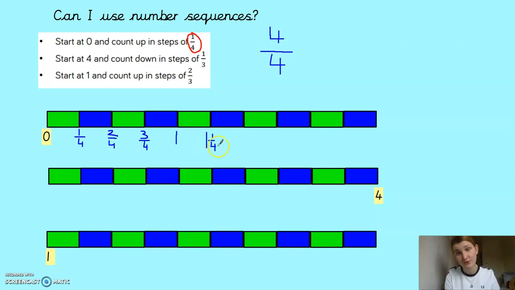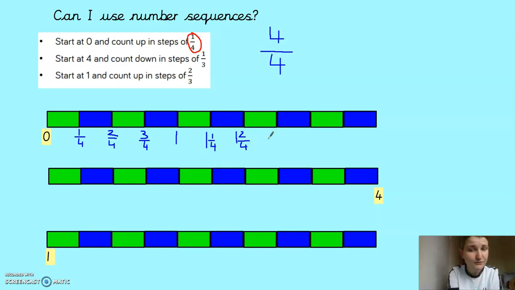If I wanted to write that as an improper fraction, what would it be? 1 times 4 is 4. Add the 1, it'd be 5/4. Okay? Then I could go up to 1 and 2/4. Another thing with this one, guys, instead of writing 2/4, what can I simplify that to? 2/4 is the same as a half, so I could go to a half instead, couldn't I? So 1/4, a half, 3/4, 1, 1 1/4, 1 1/2, 1 3/4, 2, 2 1/4.